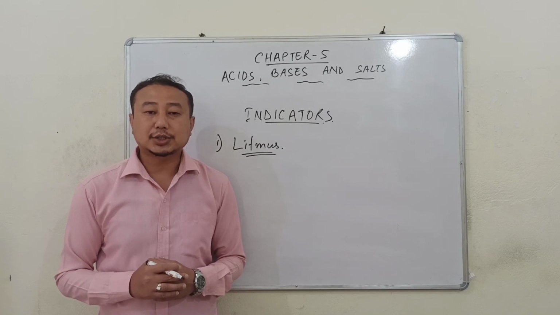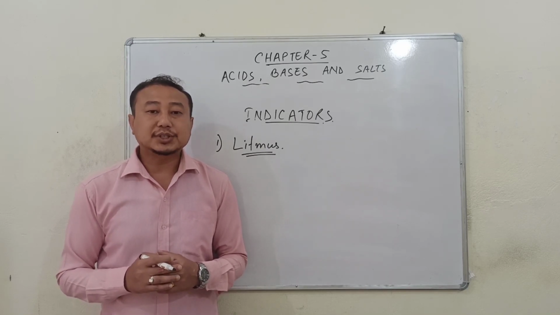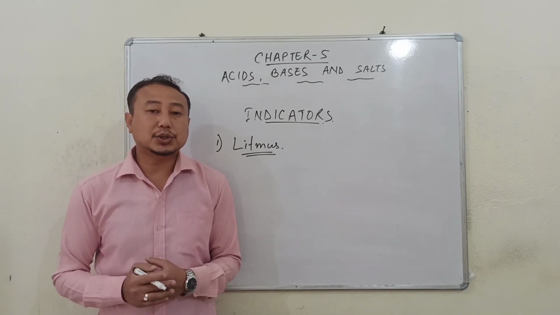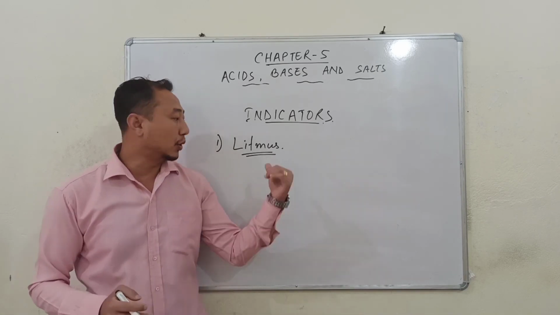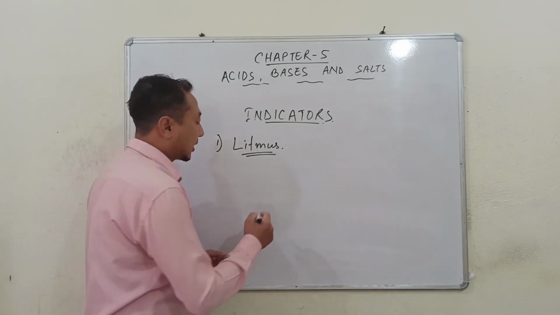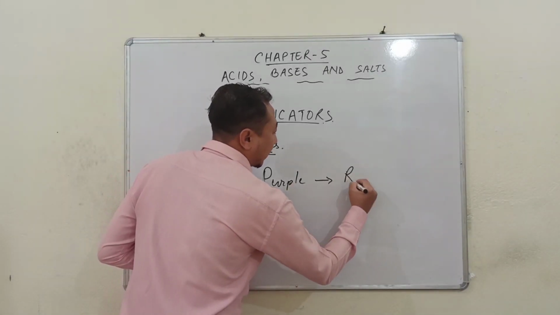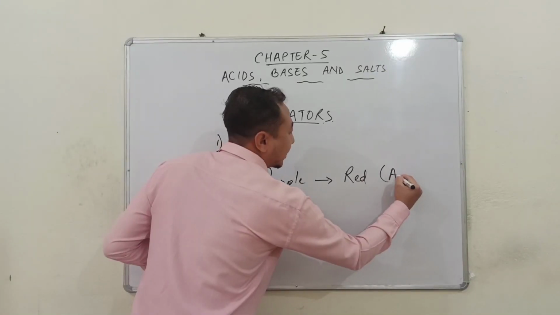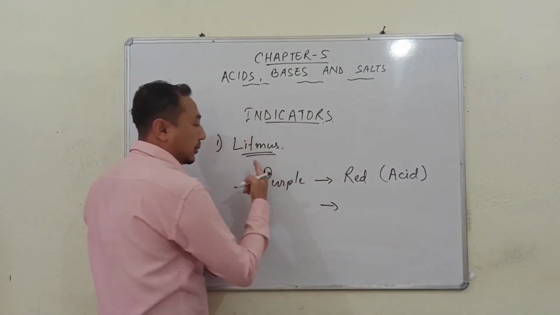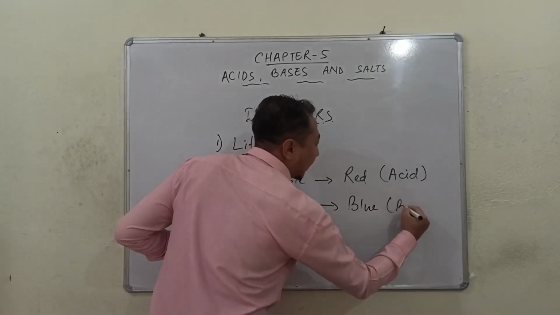About lichen we had studied in the previous chapters. So this lichen, which is found in nature, its extract is utilized as an indicator called litmus. The litmus solution, which is purple in color, changes into red color when mixed with an acid, while this purple litmus solution changes into blue color when mixed with a base.